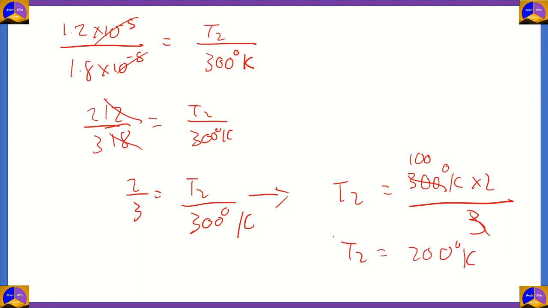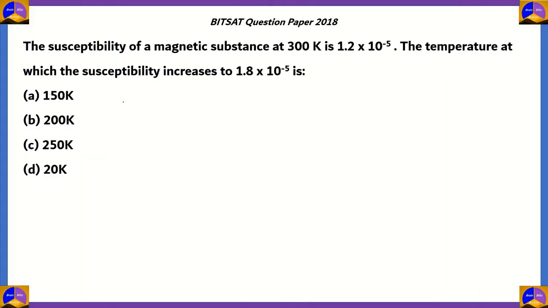So the temperature at which the magnetic susceptibility is 1.8 × 10^-5 is 200 degrees Kelvin. If you look at our options, option B, 200 degrees Kelvin, is the correct option. In this question, the important thing is to use Curie's law. Curie's law states that χ equals C divided by (T + θ), and then take the relation between χ and T and solve it with simple algebra.